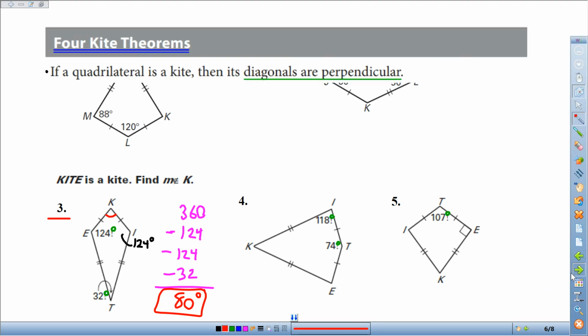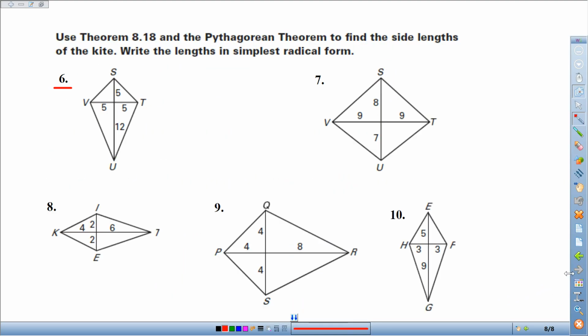Moving on from here, basically the last section is dealing with more kites. Here's what it says. Use theorem 8.18, that's just the theorems that we deal with, and the Pythagorean theorem to find the side lengths of the kite and write the lengths in simplest radical form. So we're finding the side lengths of the kite, all 4 of them. Here's the first thing to realize: the diagonals of a kite cross at a 90-degree right angle.